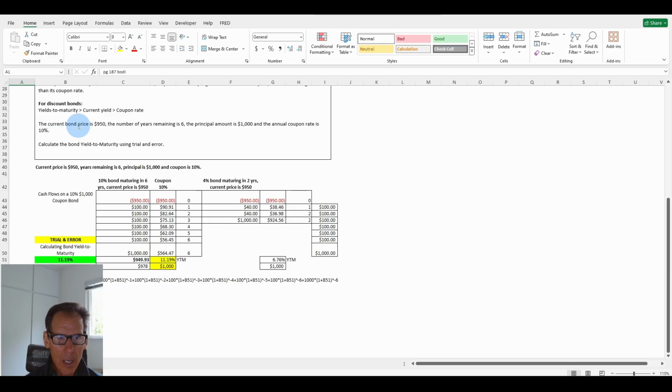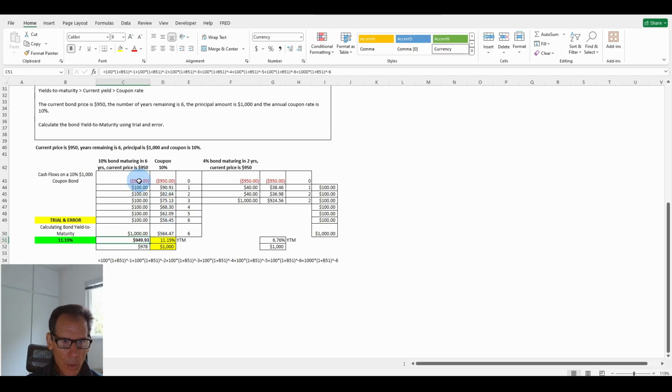The current bond price is $950 and the number of years remaining is 6 years. And keep in mind, there's more than one way to do this. But what we're going to do is use this equation shown right here. This is trial and error. You can put whatever number you want in there, and our goal is to get this to equal 950. If you just massage this number, you're going to see it's 949.93.